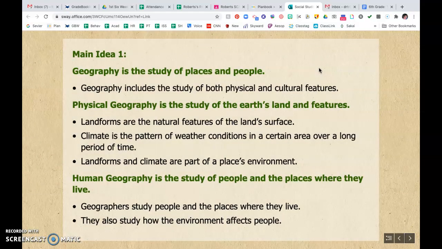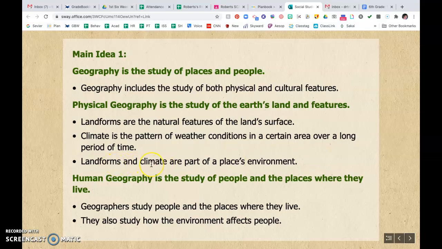So geography includes the study of both physical and cultural features. Most of the time when we think of geography, we just think of the physical things, like landforms and climate, but it goes deeper than that. Quick touch up on your knowledge of landforms. These are the natural features of the land surface. Climate is the pattern of weather conditions in a certain area over a long period of time. Weather happens right now. Climate occurs over a period of time.